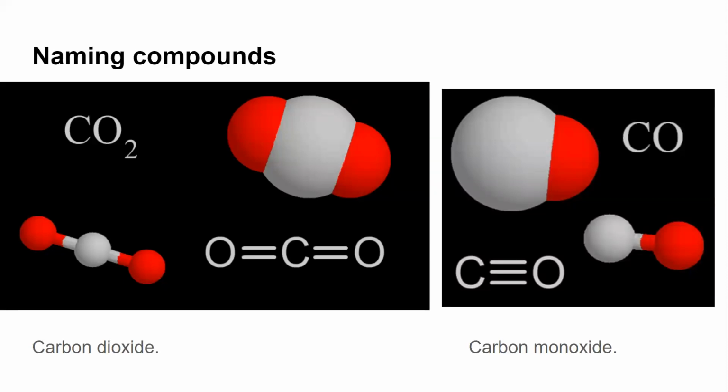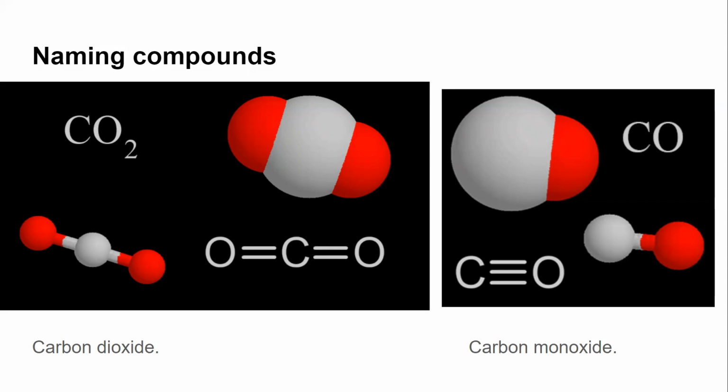Each compound has a chemical name. The chemical name usually tells us the element that the compound is made from. There are some important rules to remember when naming compounds.